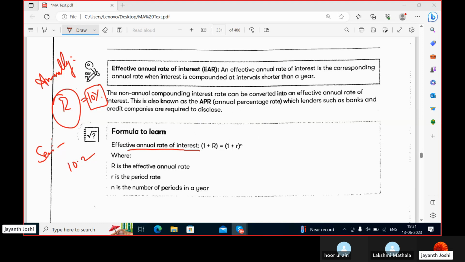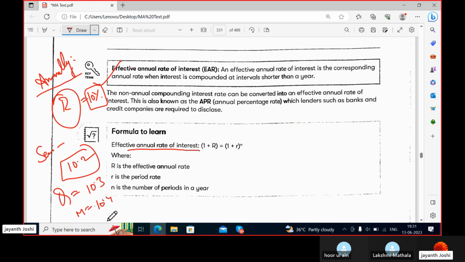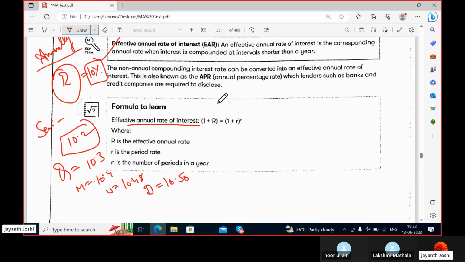So the point I'm saying is, if it is annually compounded, the rate would be 10%. If it is semi-annually compounded, the rate would be 10.2. If it is quarterly compounded, the rate will be 10.3. If it is monthly compounded, the rate can be 10.4. If it is weekly compounded, the rate can be 10.48. If it is daily compounded, the rate can be 10.50. So as the compounding frequency increases, your rate will not be exactly the 10% you get annually, but it will increase.